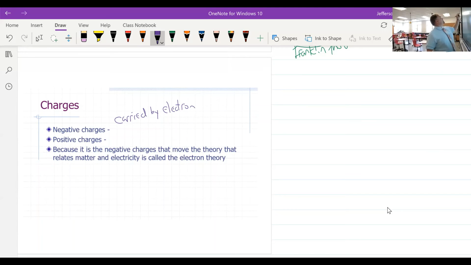We know that positive charges are carried by protons. And from our knowledge of chemistry, we now know that it's the negative charges that move. So we talk about the theory that relates matter and electricity as being the electron theory, because we know that it's the electrons that actually move.